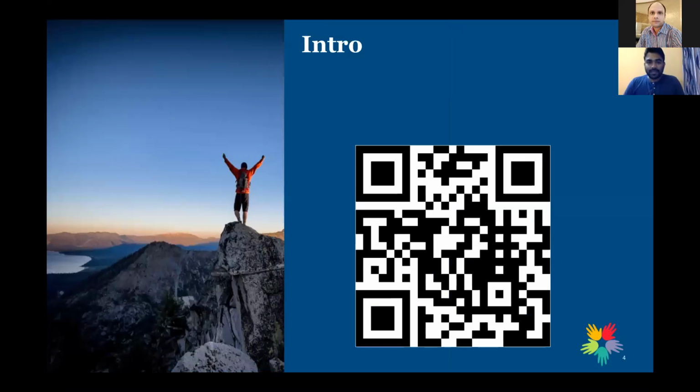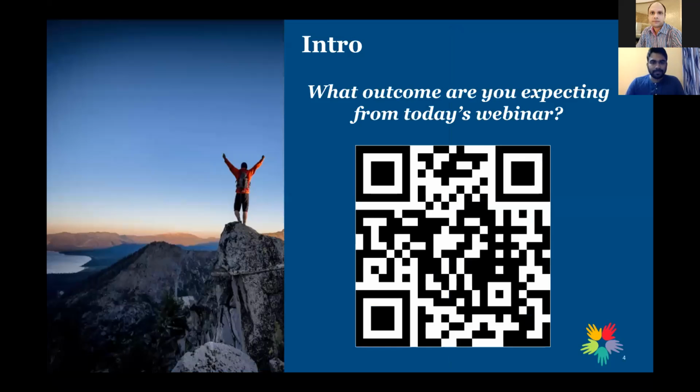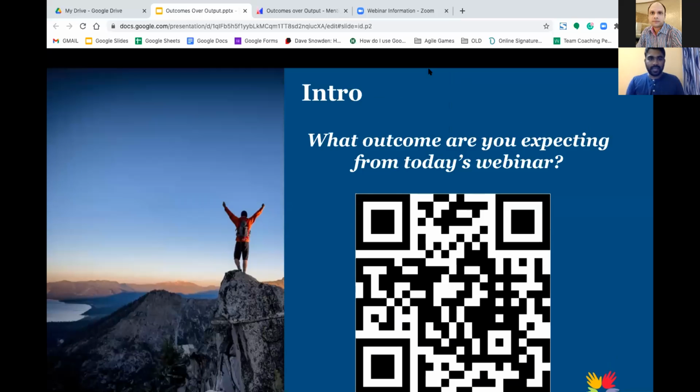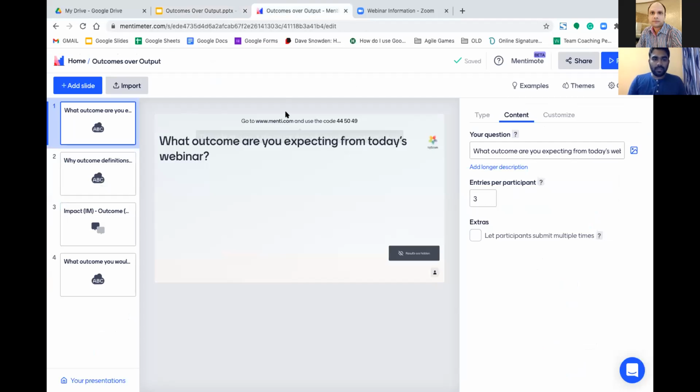Okay, to start with, let's start with an intro. The thing that you got to do is take your mobile, scan it, and you should be able to log into menti.com. Either you can log in just by scanning it, or the other means is to hit menti.com and then use the code 445049.